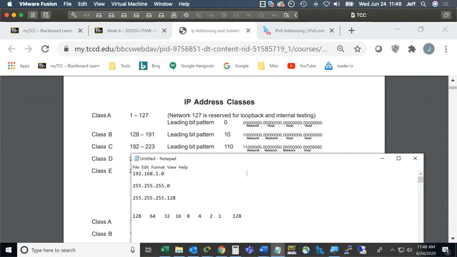So for example, if we had the 172.16.0 network, that's 255.255.0.0.